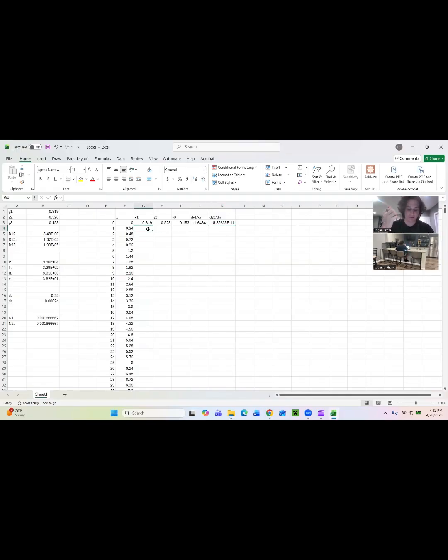And so we get this value here, and from here we're able to then move on to this second row. And so what this second row is, it equals our y1 plus our step value times the change in y1 here, that we just found.